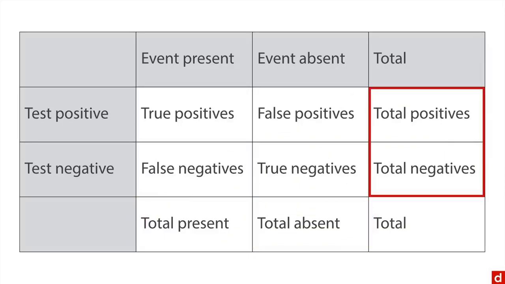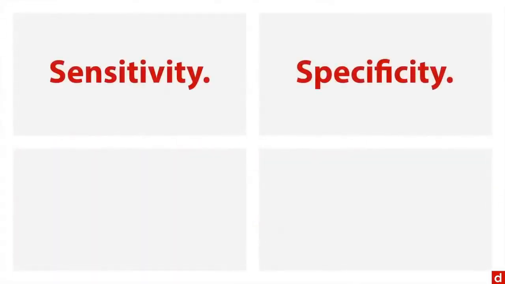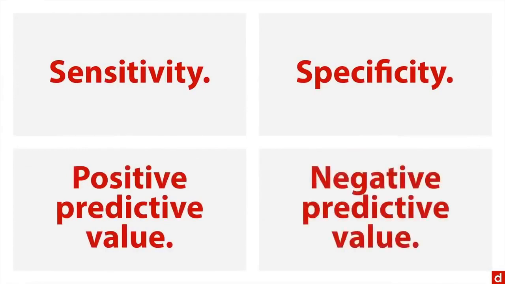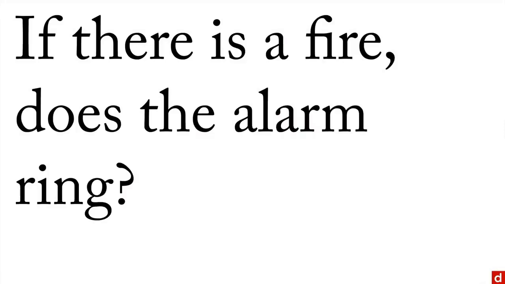Now, from this table, what you get is 4 kinds of accuracy, or really 4 different ways of quantifying accuracy using different standards. And they go by these names: sensitivity, specificity, positive predictive value, and negative predictive value. I'll show you very briefly how each of them works. Sensitivity can be expressed this way. If there's a fire, does the alarm ring? You want that to happen.